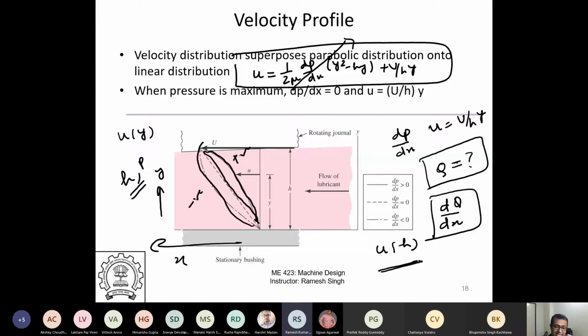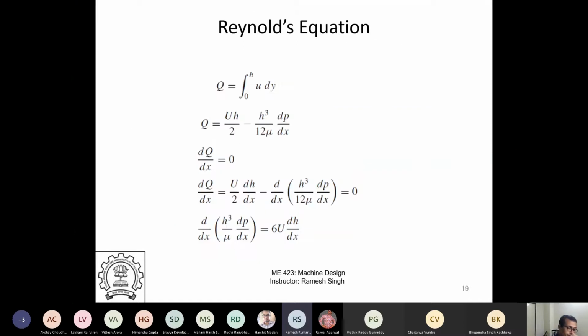So now, once we have this u, we know that the entire flow will be the integral of u dy from 0 to h. But then we assume that this is for unit thickness, or unit z. If the thickness is unit, Q will be the integral from 0 to h of u dy. So now let's find what u will be. We know u is a function of y, so let's go ahead and see how we get that.